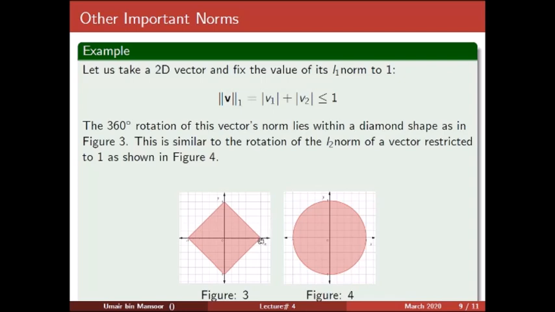So I'm talking about the boundary of this diamond. Now how do I get this diamond? Let's start with a vector starting from 0 on the x-axis going till this point 1. What are the coordinates of this point? It's 1 and 0. So when you add these components, 1 plus 0, it becomes 1. So the L1 norm of this vector is 1.